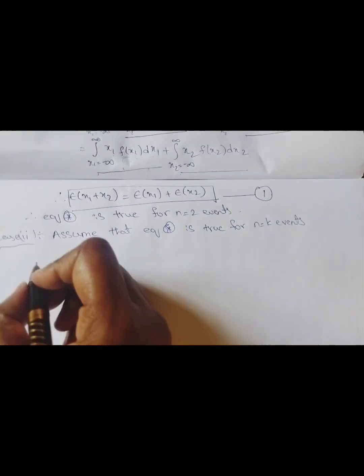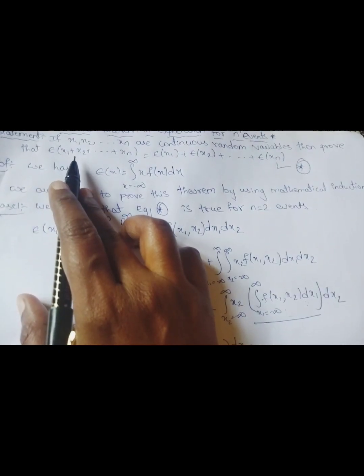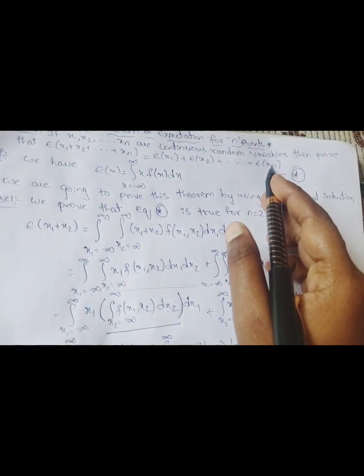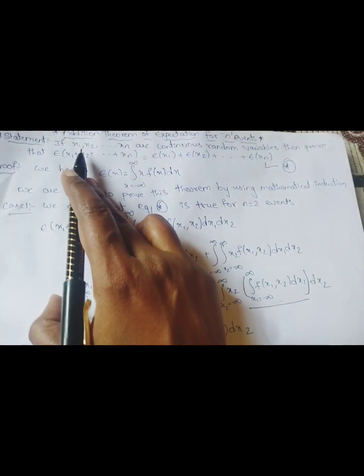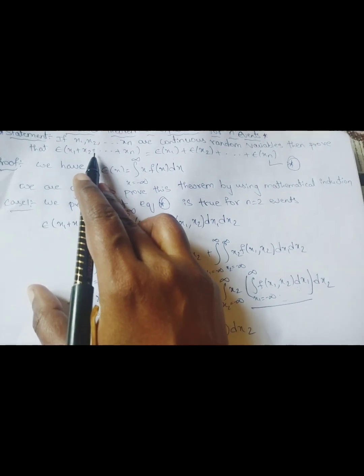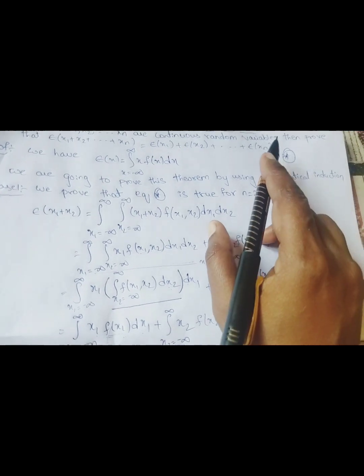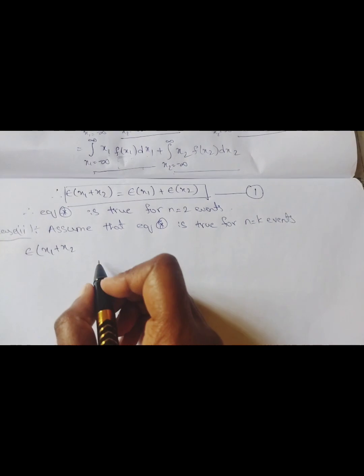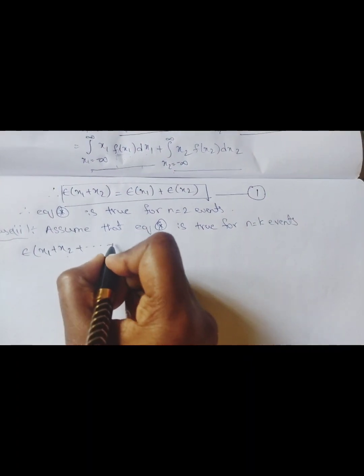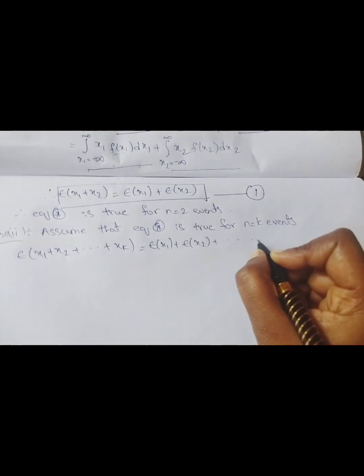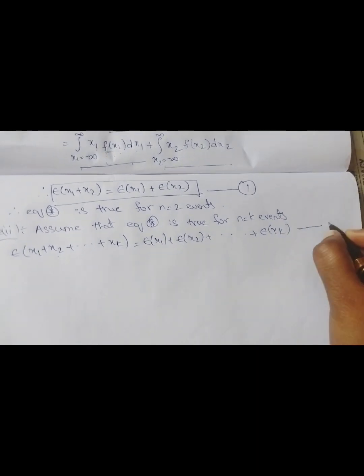We are not proving here, so directly we can write. As we are having n events, we got the statement as expectation of x1 plus x2 plus so on xn equal to expectation of x1 plus expectation of x2 plus so on expectation of xn. If we are having k events, then the formula changes to expectation of x1 plus x2 plus so on xk equal to expectation of x1 plus expectation of x2 plus so on plus expectation of xk. Assume this as equation 2.